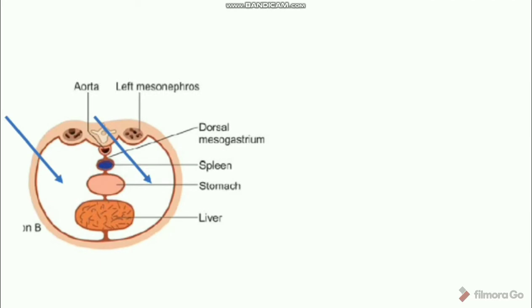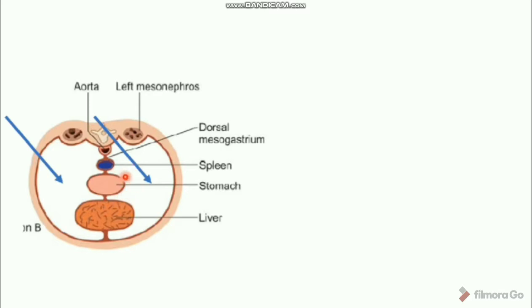So this part is called the falciform ligament, the anterior part of the ventral mesogastrium. Yes, because it's ahead of the stomach. So this part is the falciform ligament. This part later is going to form the lesser omentum, the part which is attaching the stomach with the liver. So a part of the ventral mesogastrium called the lesser omentum.